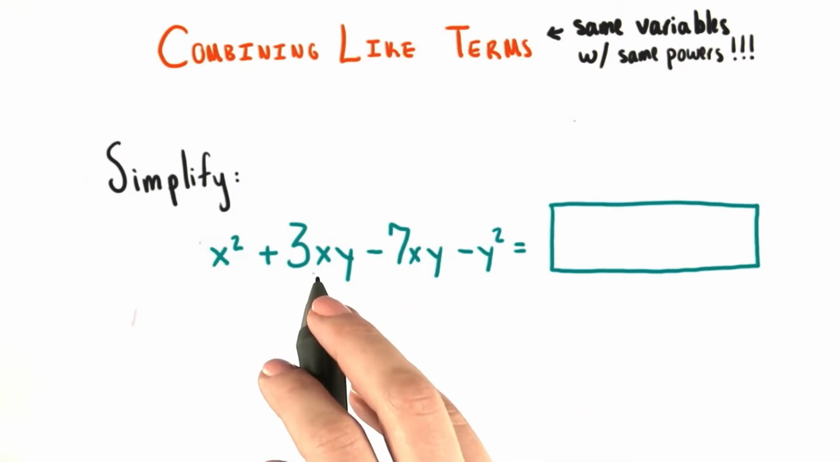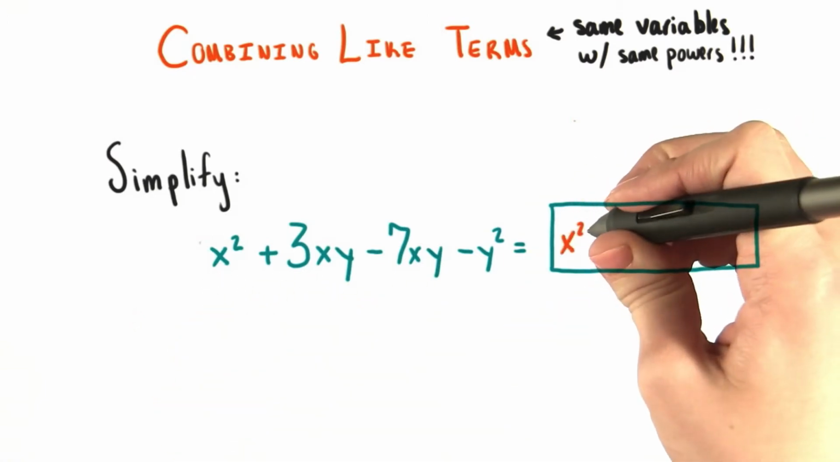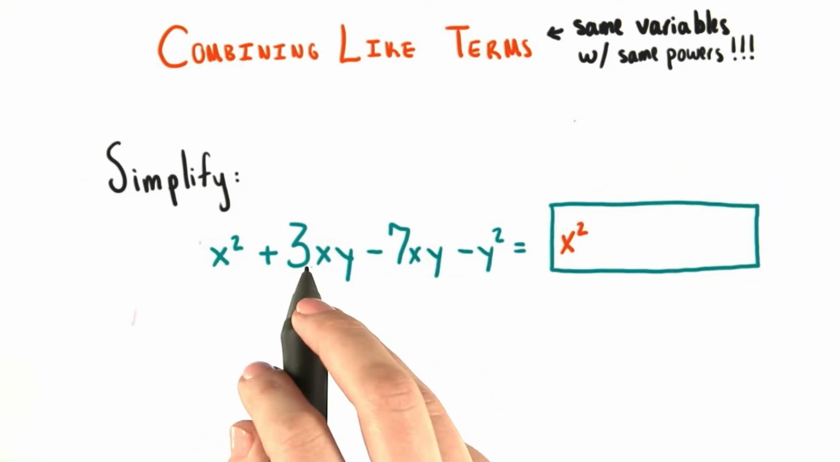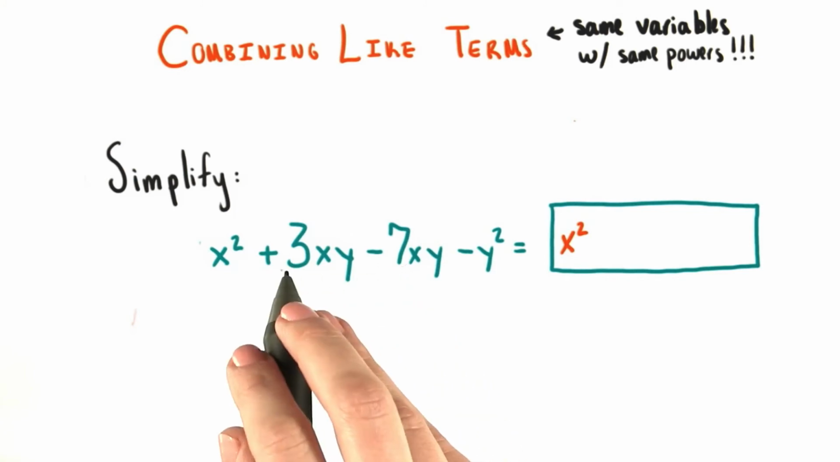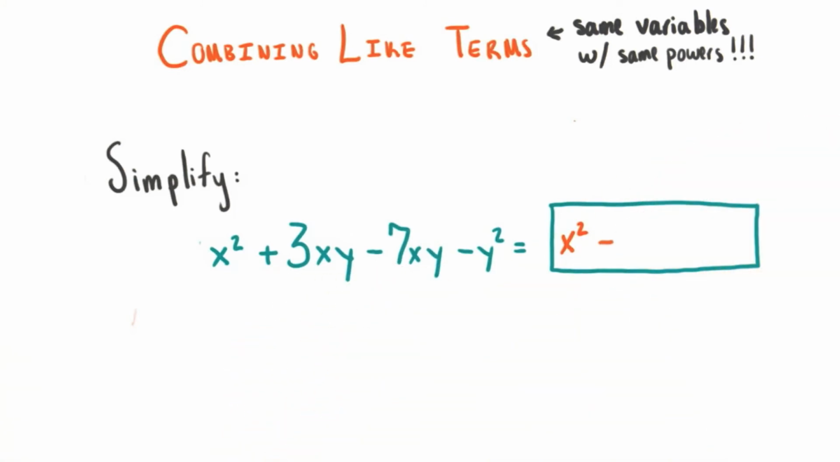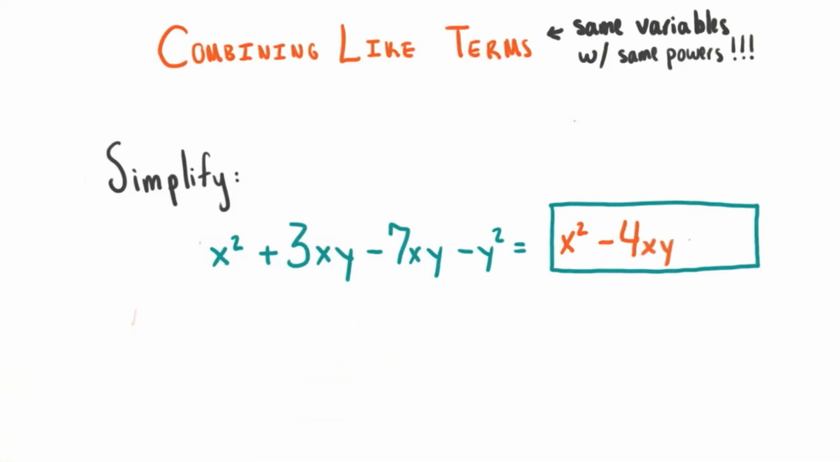Now our job is pretty standard. The terms that we're not combining, I'm just going to write as they are. So x squared is the same. And then I'm going to combine these two terms in the middle. So remember, we add their coefficients. 3 plus negative 7, or 3 minus 7, which is negative 4, times the variables x and y, minus y squared, which doesn't change.